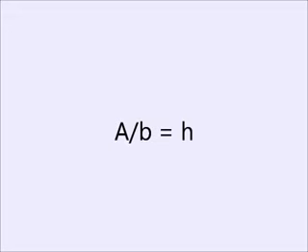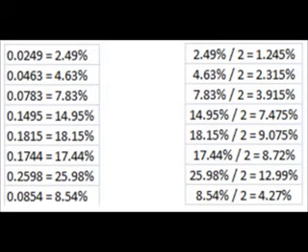This means that we can take the area of each rectangle, which we found in the last step, and divide it by the length of the base, and we'll have the height of the rectangle. A divided by B equals H. For the first rectangle on the left, this would look like this. 2.49% divided by 2 equals 1.245%, and that's the height of the first rectangle.